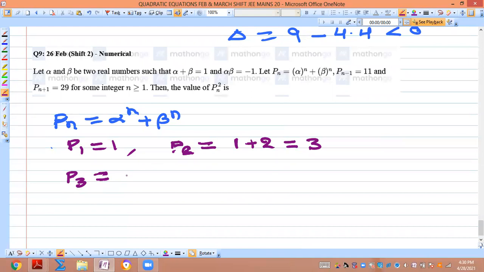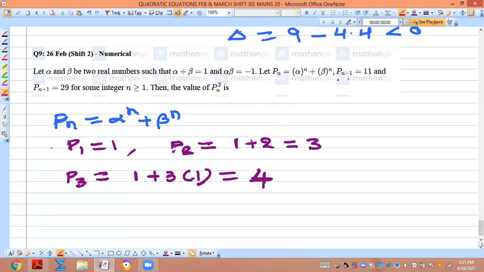Similarly, check for p3. Alpha cube plus beta cube, that is what alpha plus beta whole cube minus 3ab, that is plus 3, into a plus b, that is alpha plus beta is 1 only. So we have p3 is 4. So P1 is 1, P2 is 3, P3 is 4.